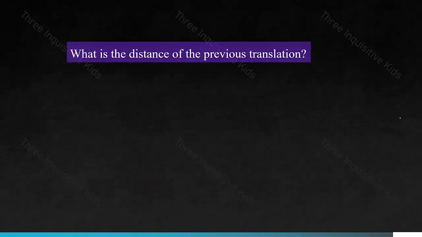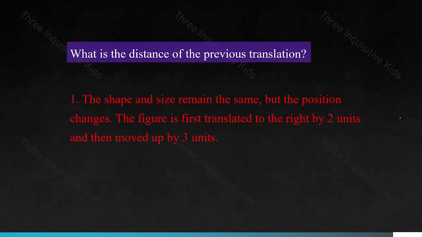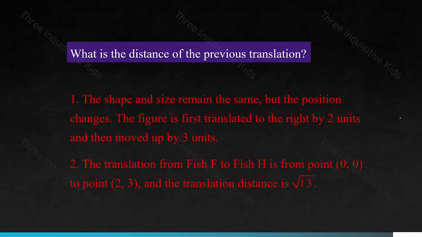What is the distance of the previous translation? The shape and size remain the same, but the position changes. The figure is first translated to the right by 2 units and then moved up by 3 units. So then you can use the Pythagorean theorem. 3 squared plus 2 squared equals the distance squared. So the translation distance is the arithmetic square root of 13.